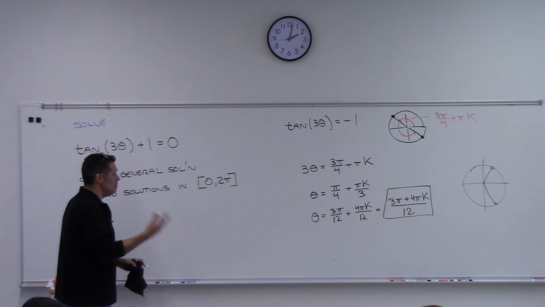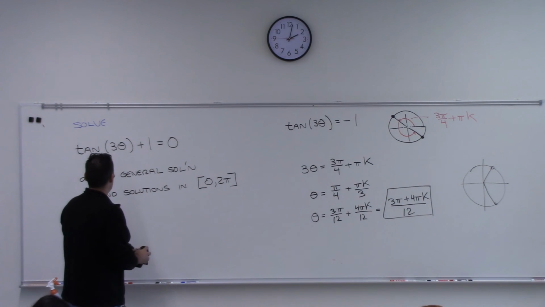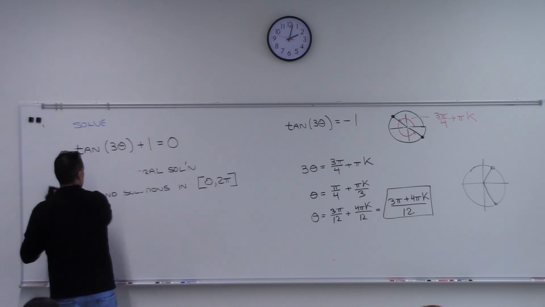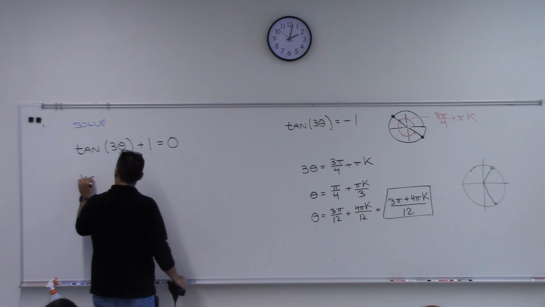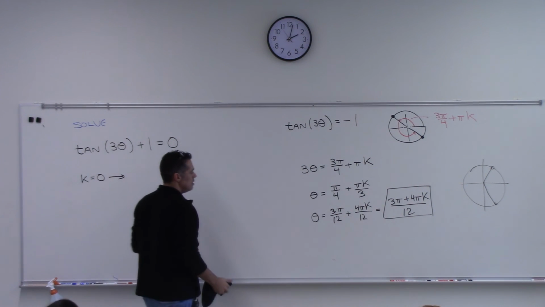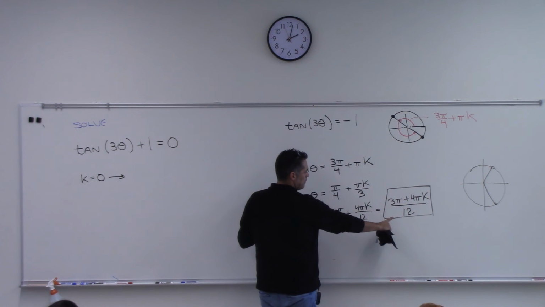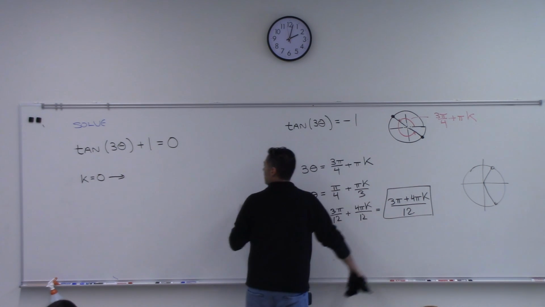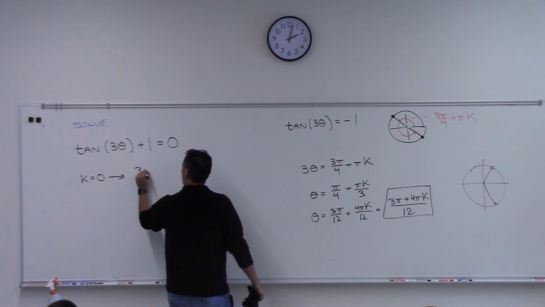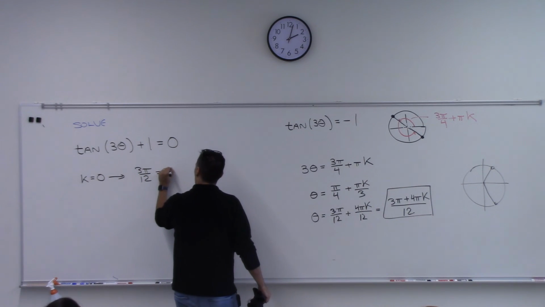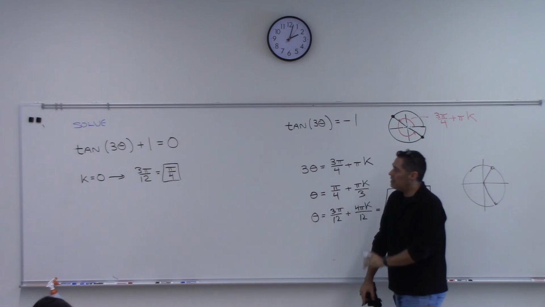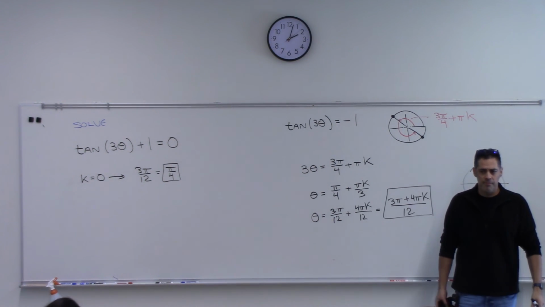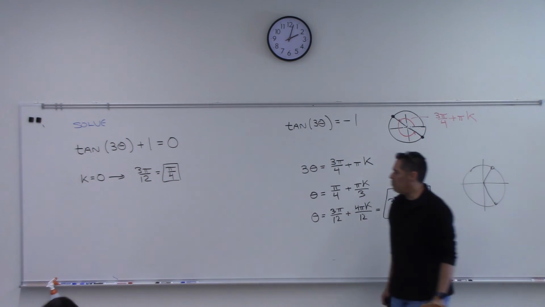All right, let's start plugging in values of k. I'm gonna erase this right here. So if k is 0, remember we're only looking for answers between 0 and 2 pi. If k is 0, what are our answers? Well, if k is 0, what do we get? 3 pi over 12, but that's really just pi over 4, right? That's one answer. Does that live in the interval 0, 2 pi? Yes, right? So I can keep that one.